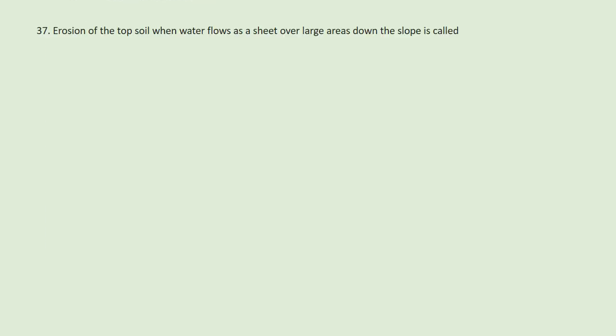Question 37. Erosion of top soil when water flows as a sheet over large areas down the slope is called A. Gully erosion, B. Badlands, C. Soil erosion, D. Sheet erosion. Option D is the right answer. Erosion of topsoil when water flows as sheet over large areas down the slope is called sheet erosion.